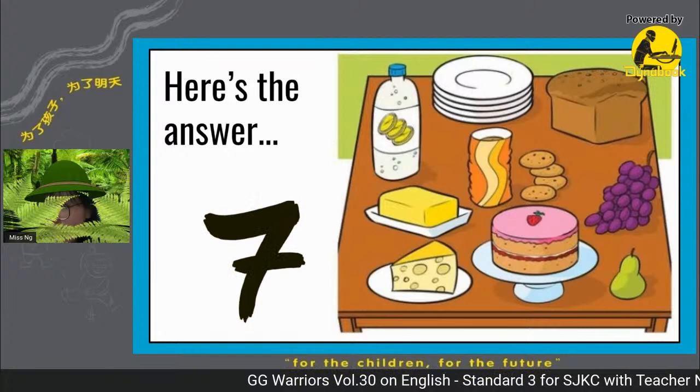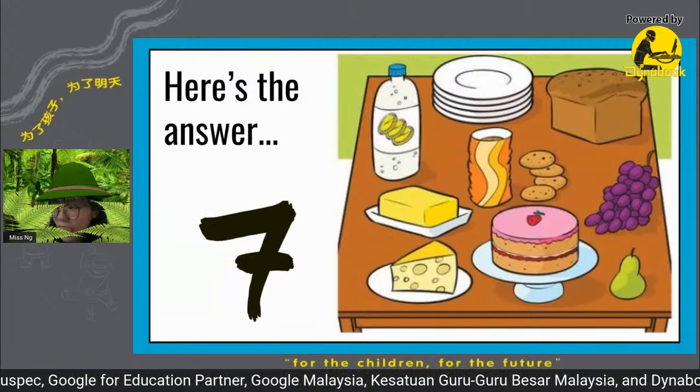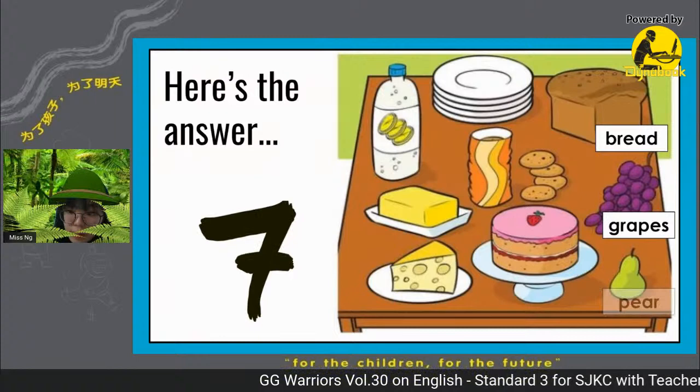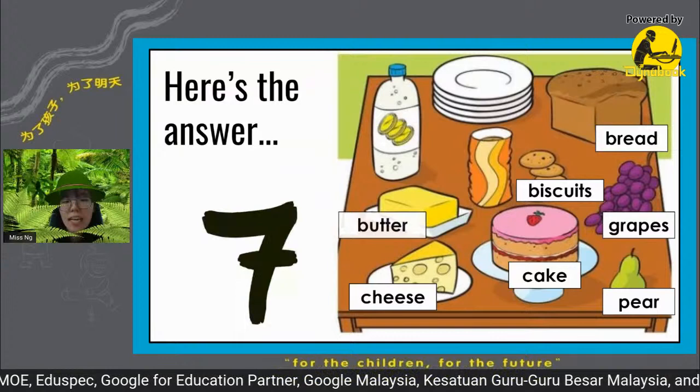Now we are going to count one by one. A lot of you said 9, 10, and also 8, and I have 7 here. I'm going to tell you which foods they are. Number one, we have bread. We also have grapes, a pear, a cake, some biscuits, cheese, and finally, butter. These are all 7 types of food.